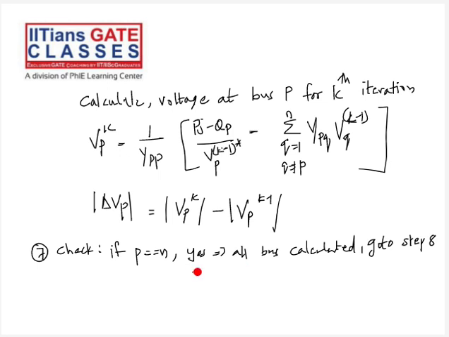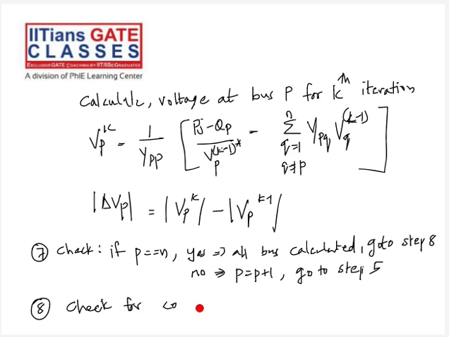It is no, that means not all buses are covered. Then what we do is increase p equal to p plus 1 and go to the step, right? So until this n becomes, it acts as a loop, right? And once that is done, at step 8, what we do is we check for convergence criteria.